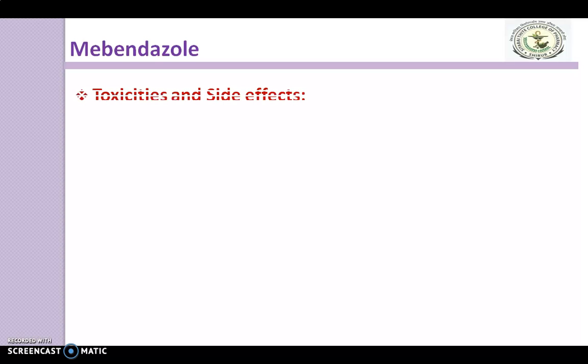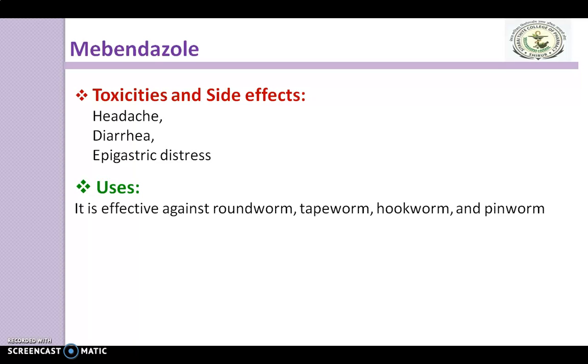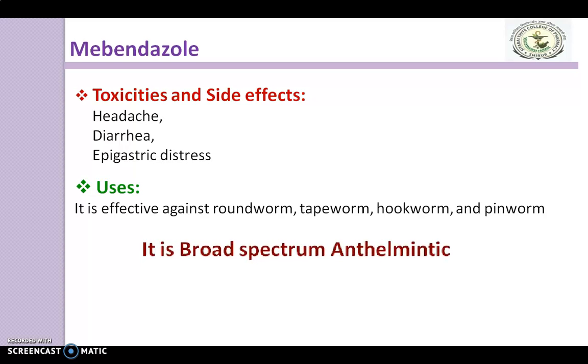Moving to the toxicities and side effects of mebendazole, it produces headache, diarrhea and epigastric distress. Uses: it is effective against roundworm, tapeworm, hookworm and pinworm. So it is a broad spectrum anthelmintic.